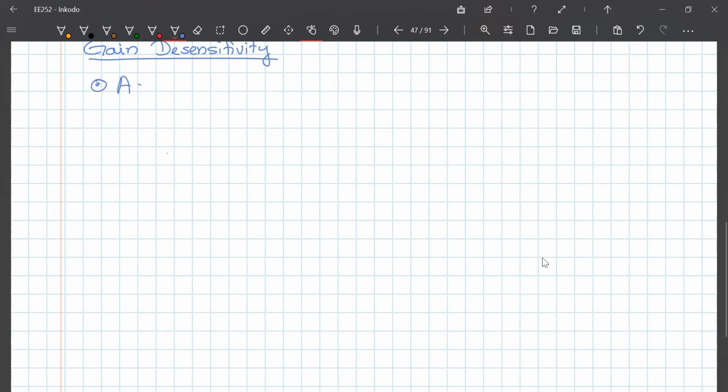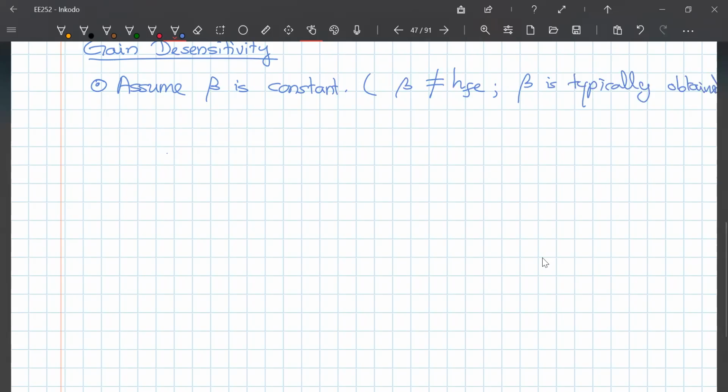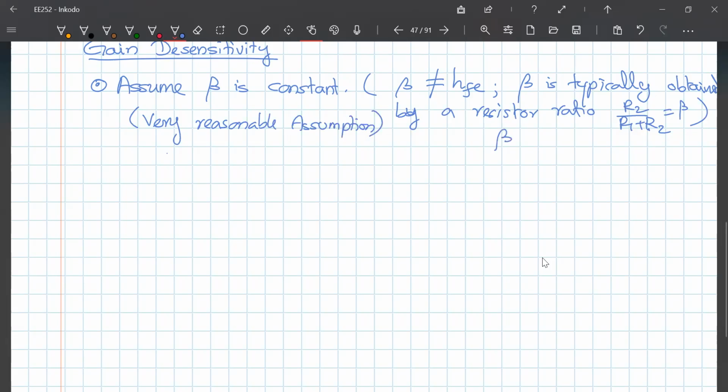So assume beta, the feedback factor, is constant. This is a very reasonable assumption. Beta is not HFE. Beta is typically obtained by a resistor ratio, like R2 over R1 plus R2. Typically beta is less than 1.